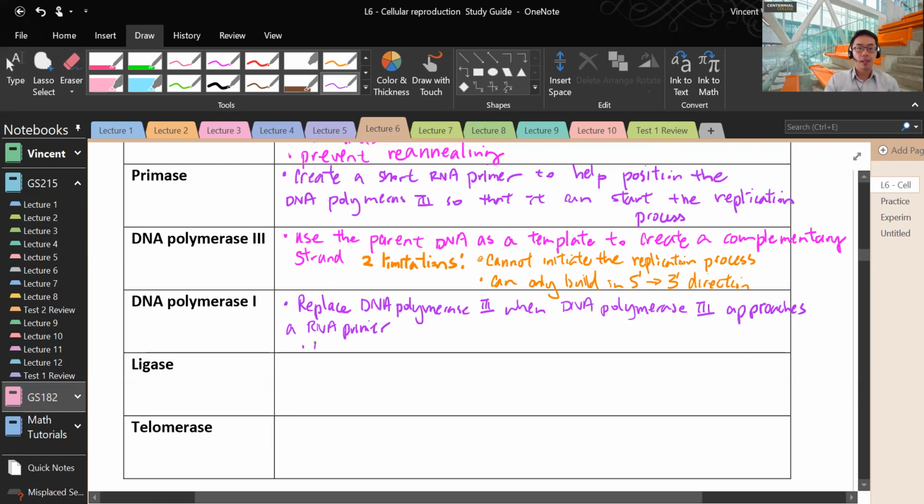And then the function of DNA polymerase 1 will be to remove the RNA primer, the purple stuff, and replace them with DNA.